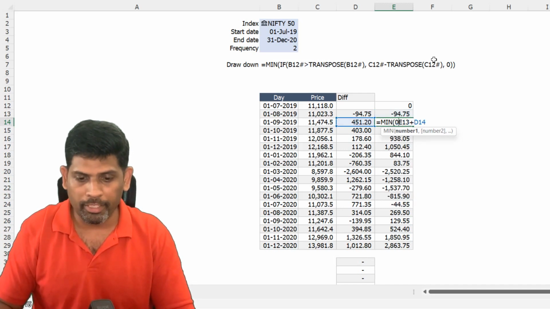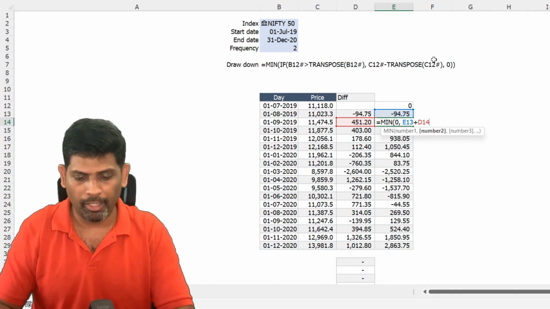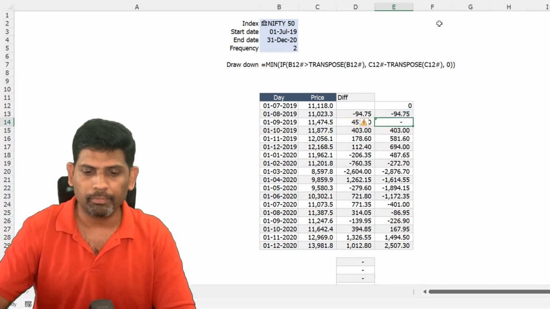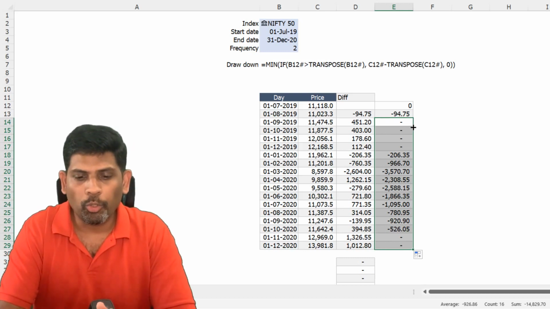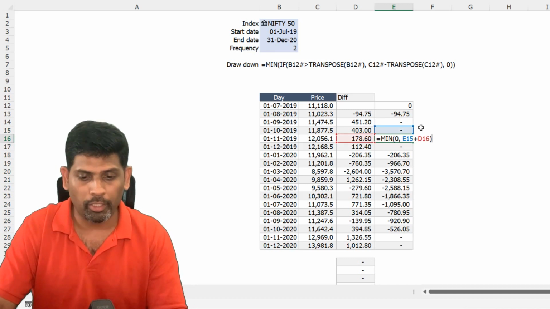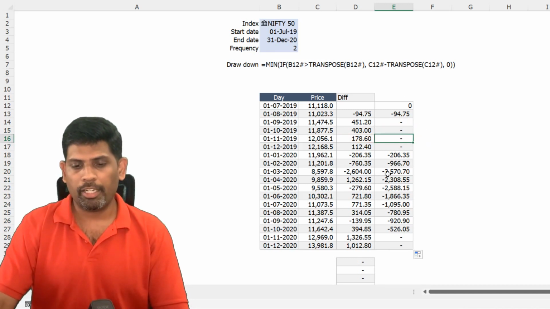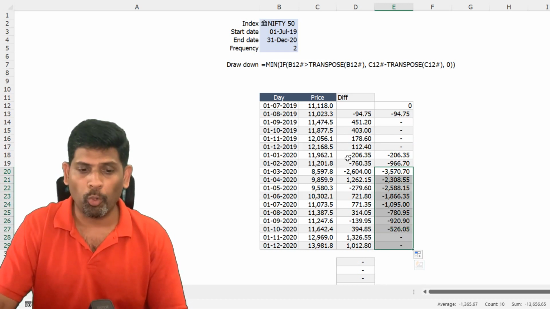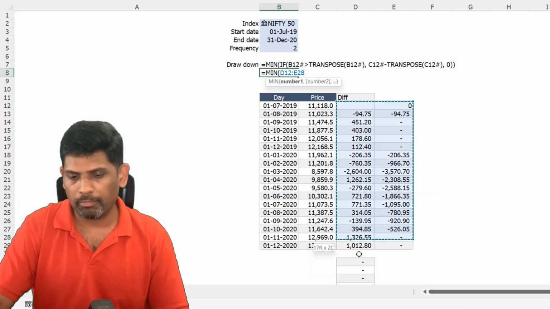So it's going to be the MIN of 0, E13 plus D14, and close the bracket. So here it is tracking my cumulative losses. Wherever we went into the profit zone, that was made into 0. And now the worst of this accumulated value, the lowest of this, is going to be our drawdown.